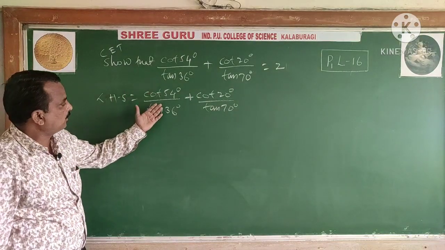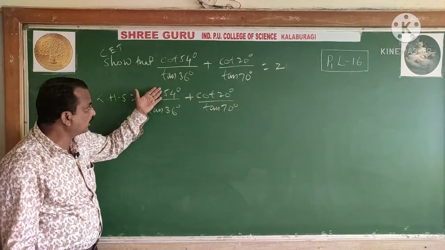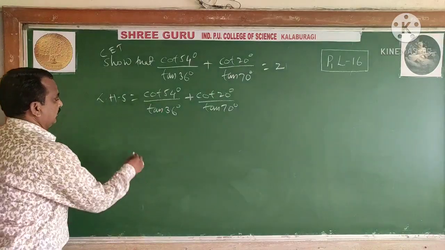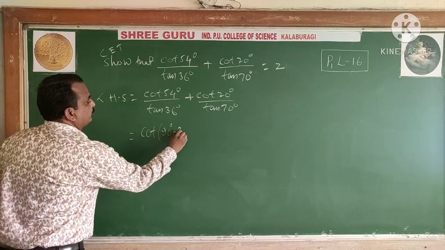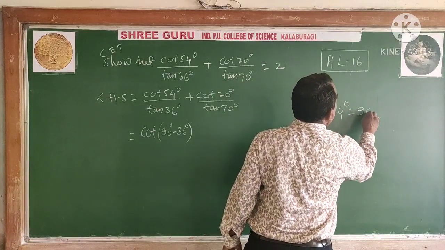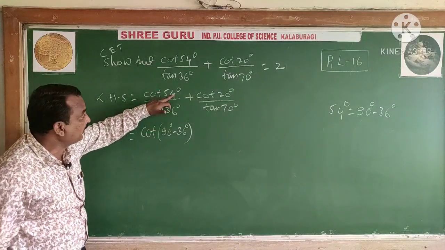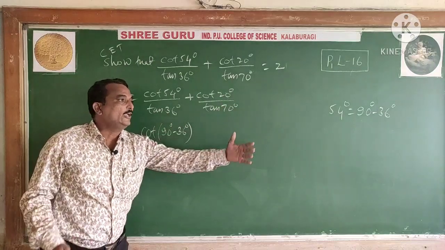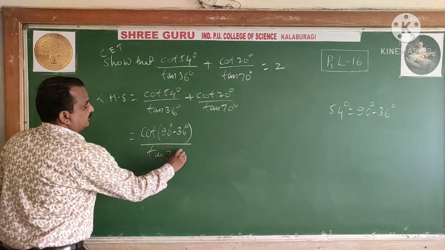So see, students, one term is cot, one term is tan. Convert any one of the terms, either the numerator term or the denominator term. Anyone you may convert. See here, I will convert the numerator term. I will write 54 is equal to 90 minus 36. Convert it in terms of that denominator, so that you get the same angle as the denominator. Or you write 36 is equal to 90 minus 54. Convert any one term and keep the other as it is. This is the 36 as it is.